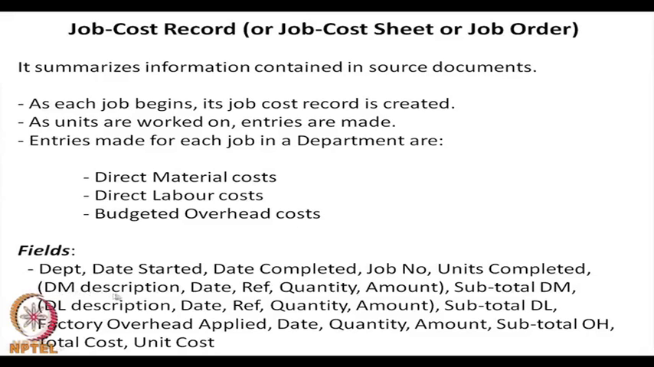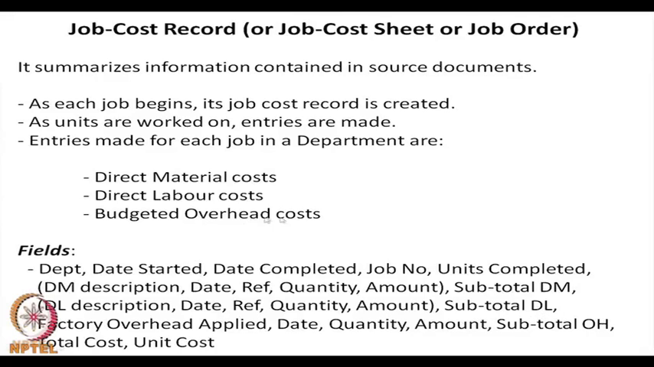The direct material description, date, reference to the direct material requisition form, quantity and amount, and the subtotal of direct material. This is a repeating field. So, adding them all will give the subtotal of the direct material. Similarly, these are fields that are repeated for every labor. This will give the subtotal direct labor. Direct labor description, date, reference, quantity and amount, and their subtotal for direct labor.